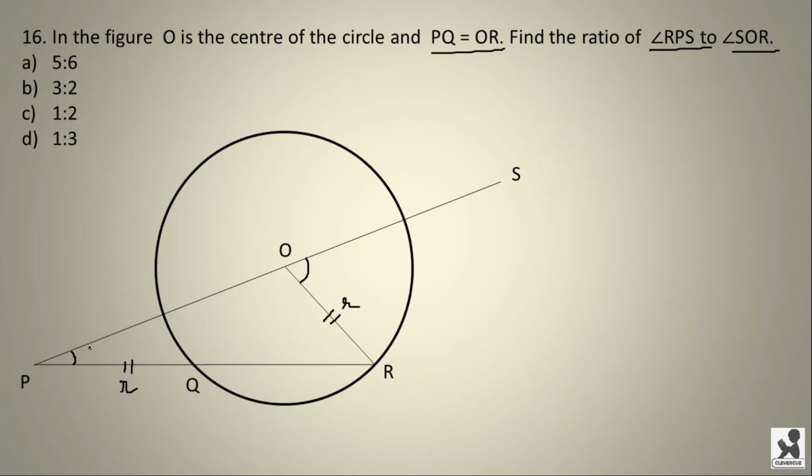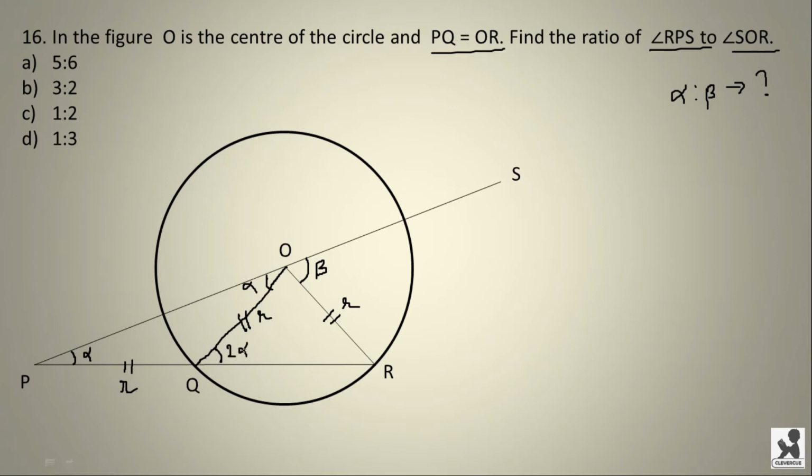So for example, this is alpha and this is beta. We are asked alpha is to beta. This is the question. So now to solve this question, let us join the line OQ. OQ is also a radius. So we can say that angle QPO is equal to angle POQ because triangle PQO is an isosceles triangle.